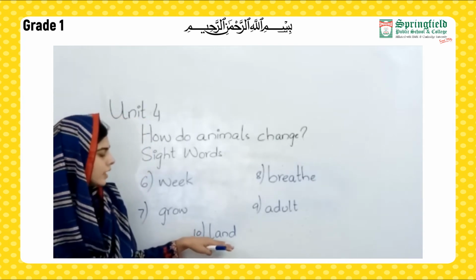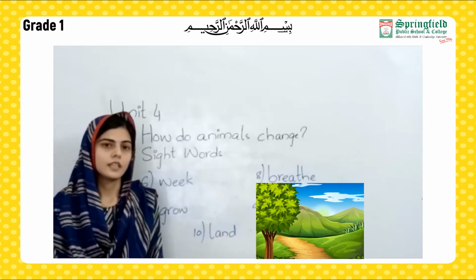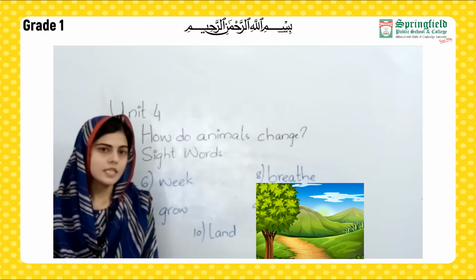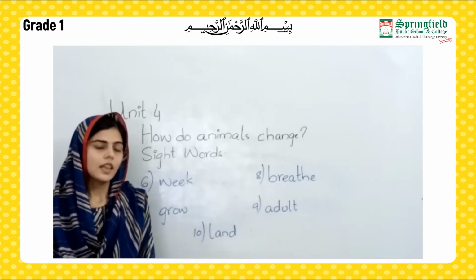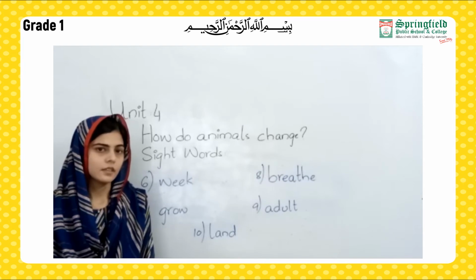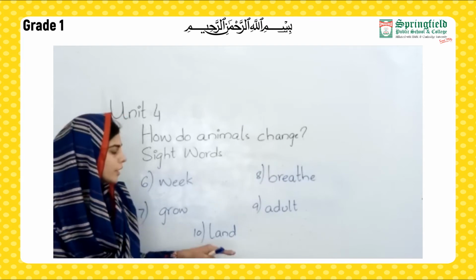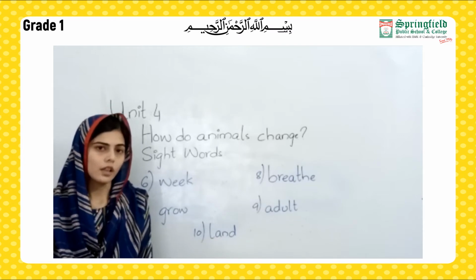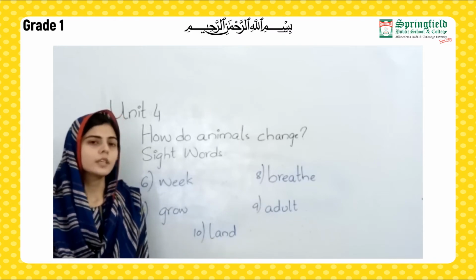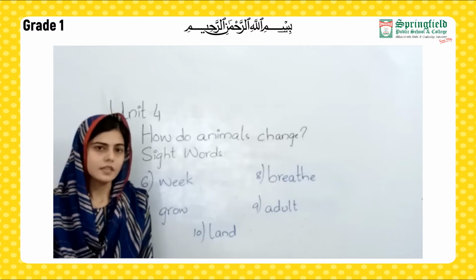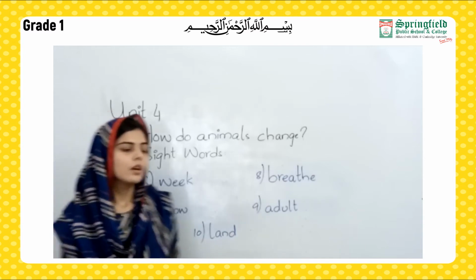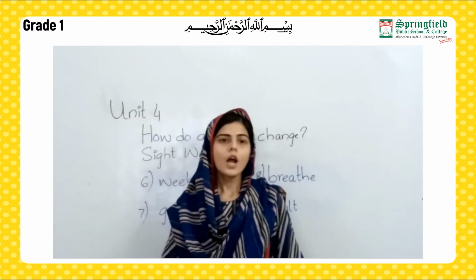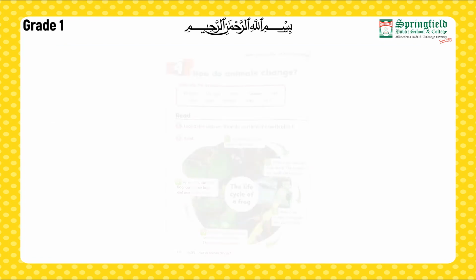Next word, land. Land is a solid part of Earth's surface, its ground or soil. He bought some land in the countryside. So students, I hope you enjoyed learning these words.